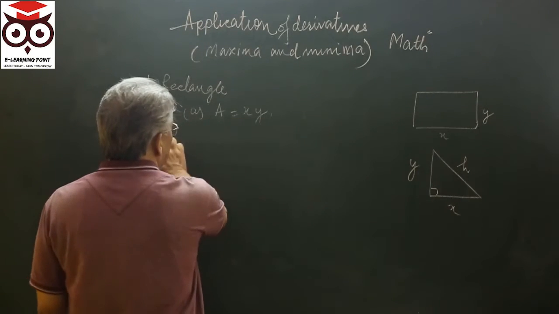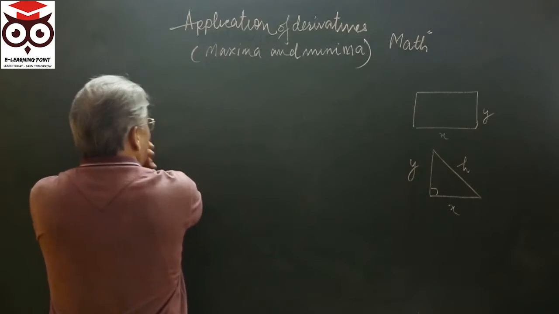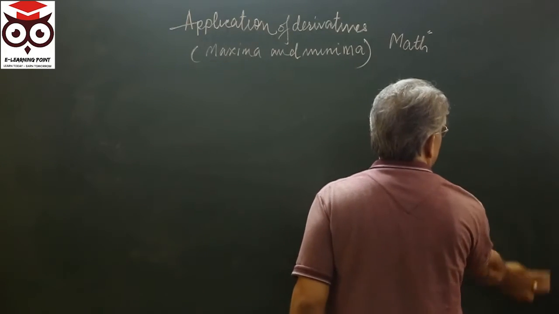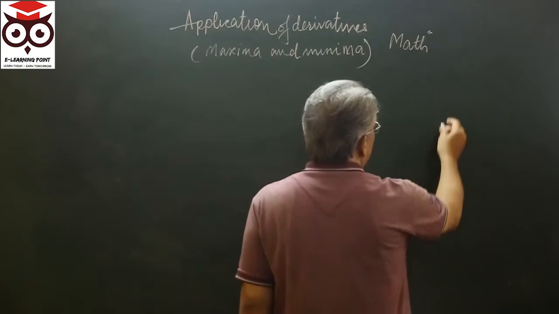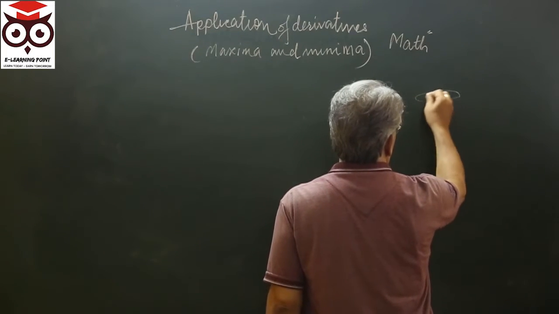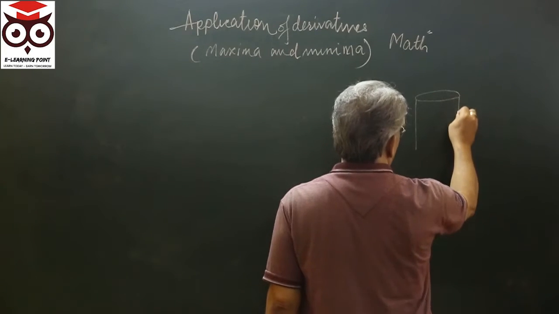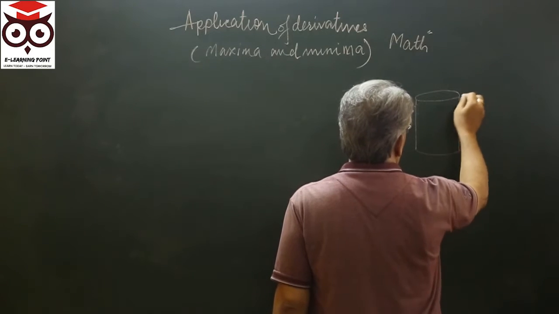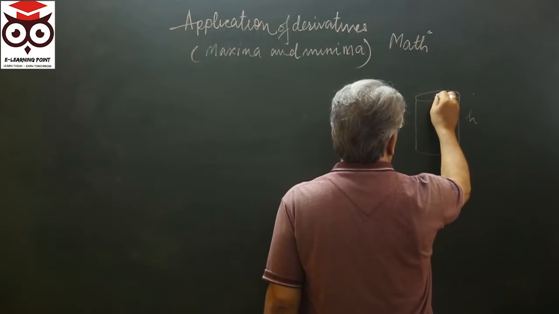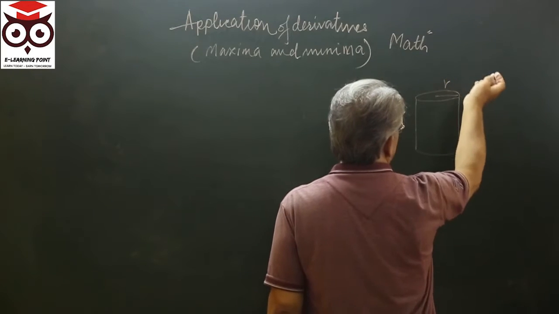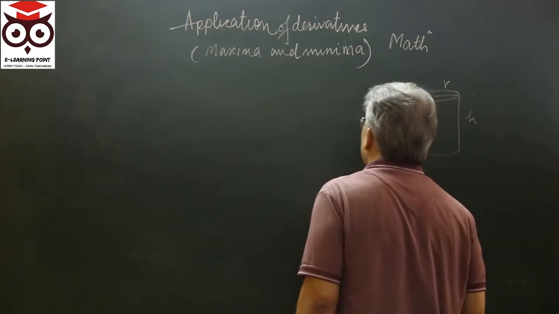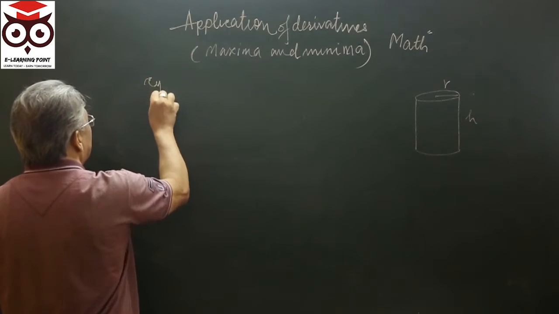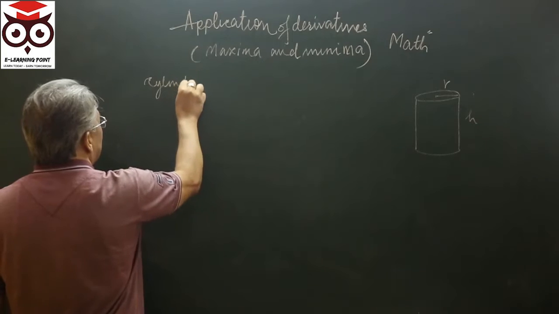ये देखने में बहुत छोटे छोटे लग रहे हैं, लेकिन इन पर बेस्ड क्वेश्चन पूछे जाते हैं जो थोड़े से मुश्किल होते हैं. अब हम बनाते हैं सिलेंडर. This is your cylinder figure. This is the height of the cylinder, right? This is nothing but the radius of the cylinder. So I will write down the two important formulas for the cylinder.